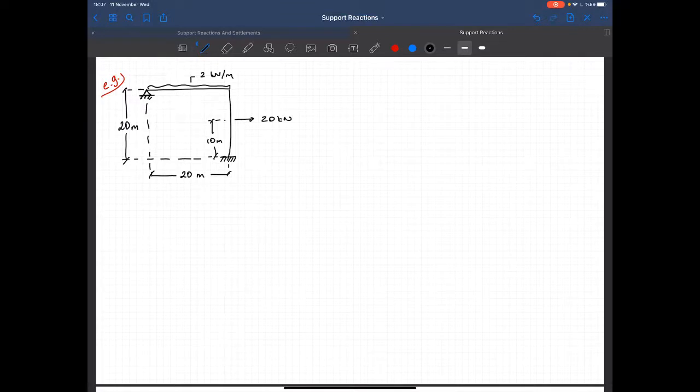Okay. Now let's do the discretization. Let me give you the EI value before that. EI is equal to 2 times 10 to the power 4 kilonewton meter square. EA is equal to 8 times 10 to the power 4 kilonewtons. So let's do the discretization.